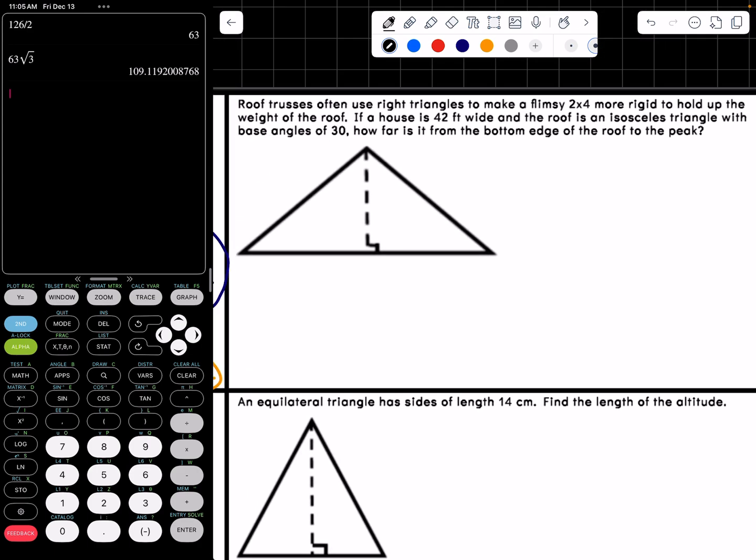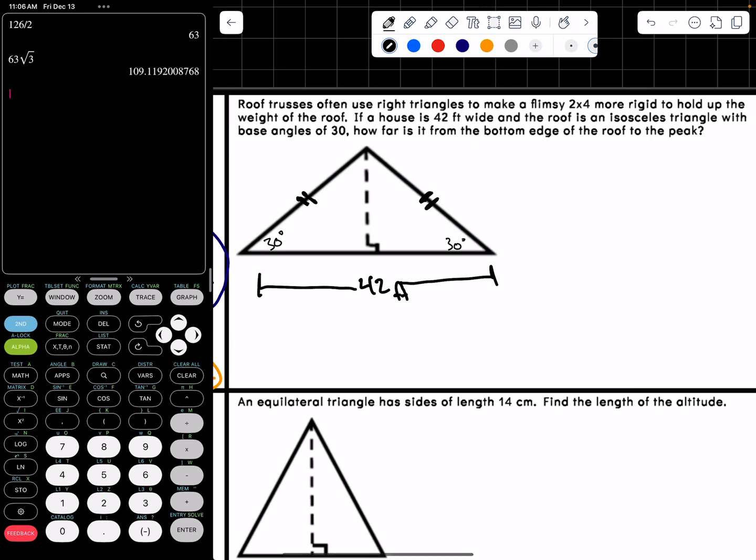Roof trusses often use right angles to make a flimsy 2x4 more rigid to hold up with the weight of the roof. If a house is 42 feet wide, so we're representing that right here, 42 feet wide, and the roof is an isosceles triangle with base angles of 30. So that means we have 30 degrees down here, 30 degrees down here. This is congruent to this.